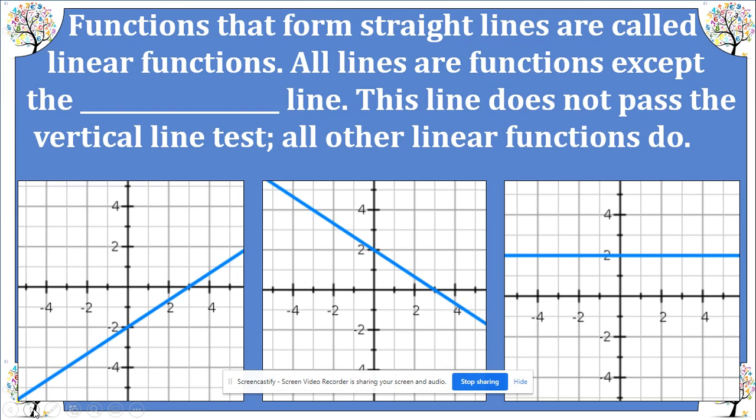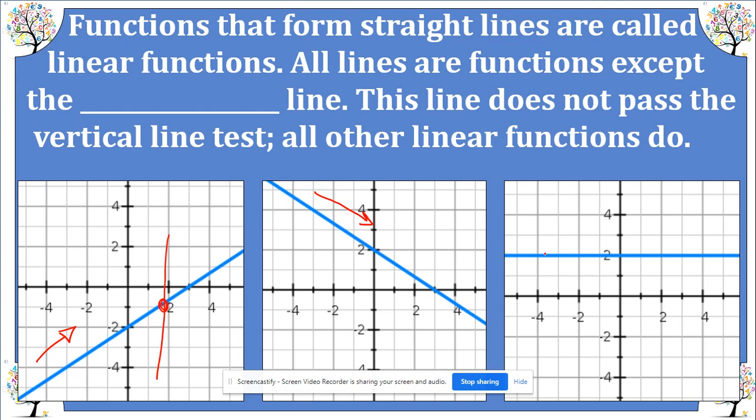Notice that they are straight lines, and our first example has a positive slope. We are going uphill in this first example. This is a linear function. It passes the vertical line test. If I were to put a straight vertical line, it would only intersect one place. Our second example is linear and it has a negative slope. It is going downhill and it passes the vertical line test.